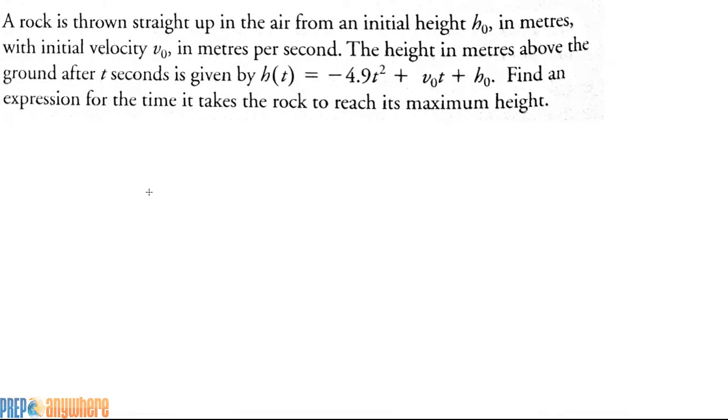A rocket is thrown straight up in the air from an initial height of h0 in meters with initial velocity of v0 in meters per second. The height in meters above the ground after t seconds is given with this function. H is dependent on t following this formula. Find the expression for the time it takes the rocket to reach the maximum height.